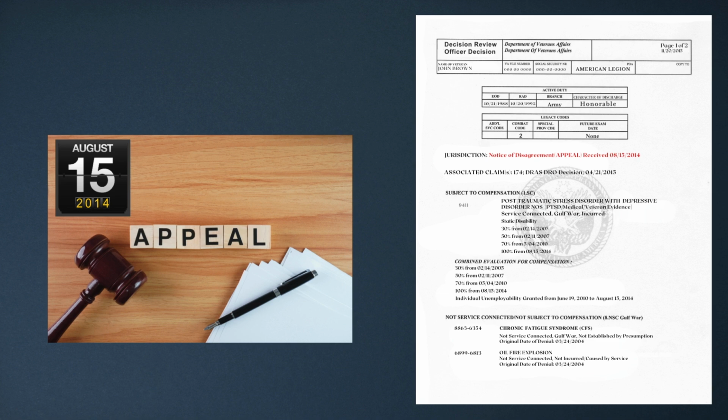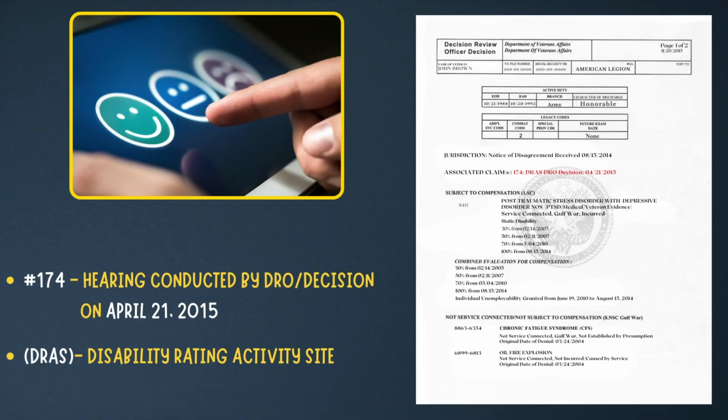This date is extremely important. It's because it's the date when his back pay starts and the start of benefits for his dependents. The next section is Associated Claims, and it has some codes that we need to go over. The first code is a number, 174, and it's a reference to a hearing that was conducted by the DRO on April the 21st, 2015. Apparently, Mr. Brown was not required to attend this hearing.